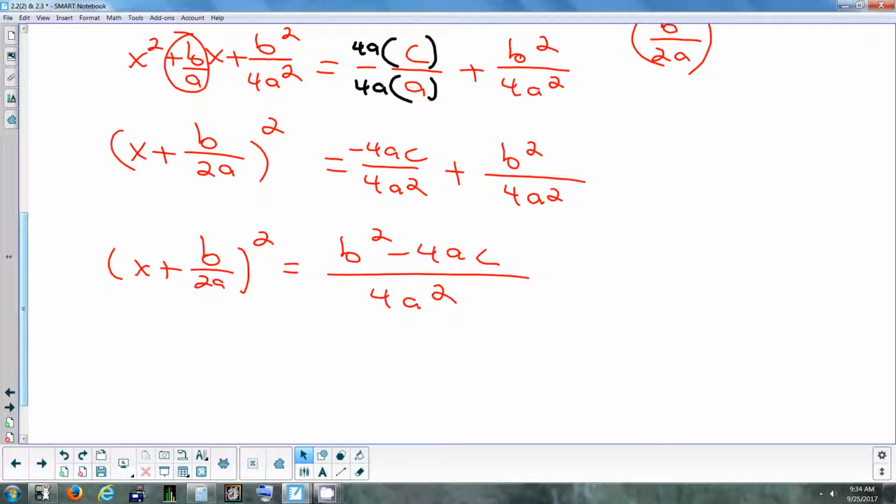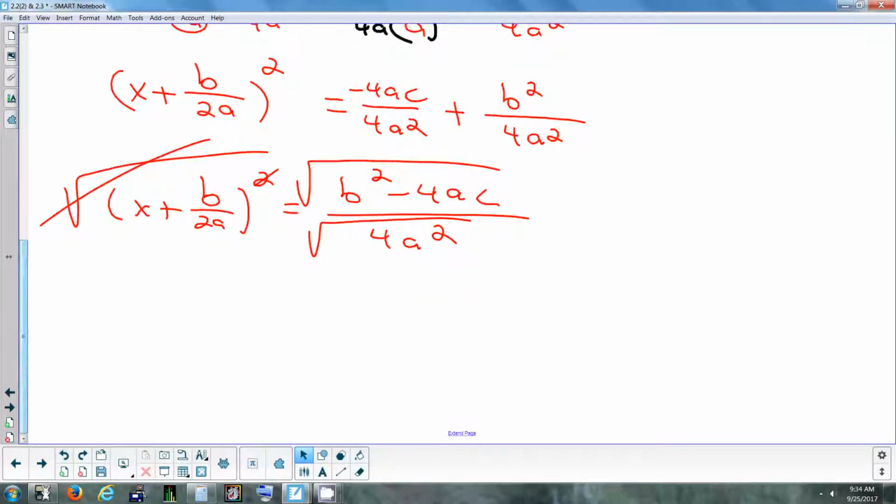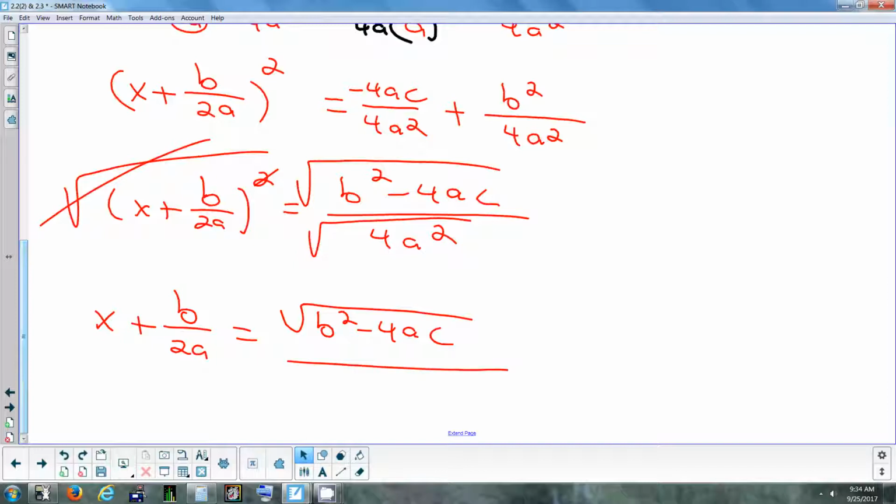All right, and my goal ultimately is to get the x by itself. So how would I get rid of the square? Yep. I'm going to take the square root, square root, square root. That's gone. So we get x plus b over 2a equals, and on the top we're just going to leave it: the square root of b squared minus 4ac. And what's the square root of 4a squared? 2a.